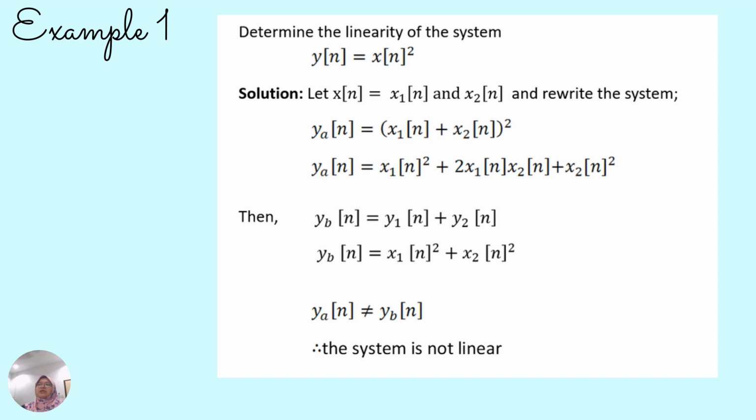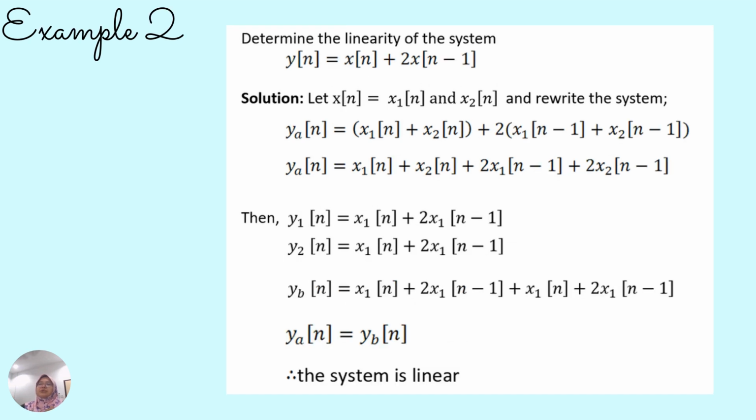Okay, right. Then another example. Okay, so we have yn equals xn plus 2xn minus 1. So again, we have to substitute the xn. So the input must be two different signals, which is x1n and x2n. So in this yn, we have to substitute all the xn with x1n plus x2n.